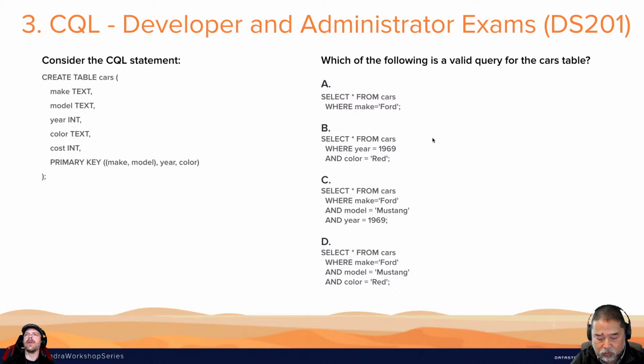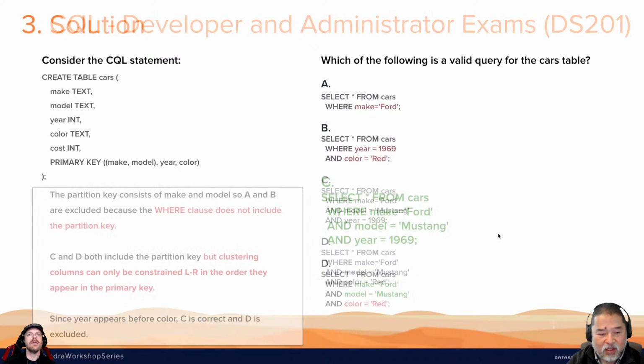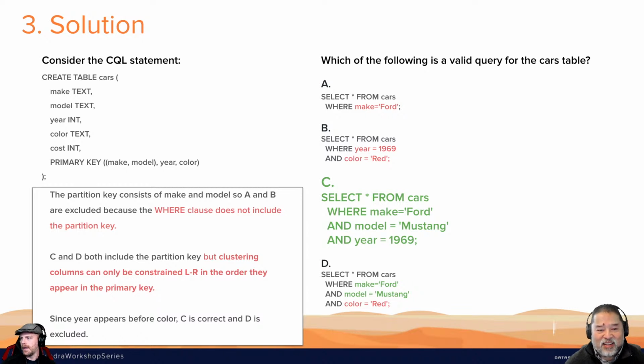Okay, looks like the results are in. Let's see how everybody did. The correct answer in this case was C. So it looks like the majority of you got that one correct. Wonderful. Okay, excellent. Let's look at why.